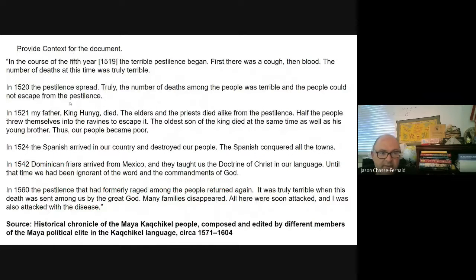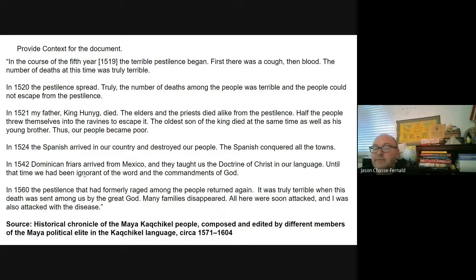So 1521, right? My father died. The elders and the priests died alike from the pestilence. Half of the people threw themselves into ravines and escaped it. The oldest son of the king died at the same time, as well as his young brothers. Thus, our people became poor. 1521, the Spanish arrived in our country and destroyed our people. The Spanish conquered all of the towns. All right, so the arrival of the disease predates the arrival of the Spanish. All right, so what does that tell you?